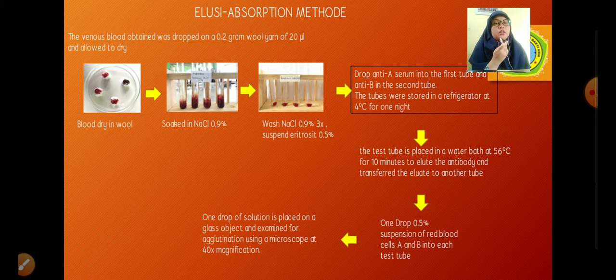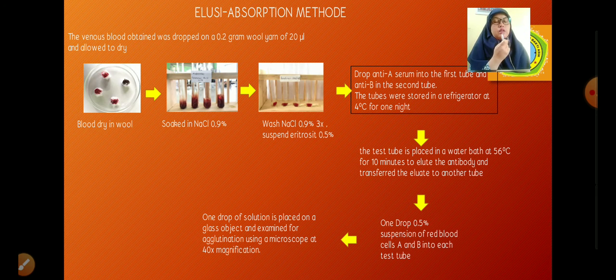Next, the procedure: the test uses anti-A serum in the first tube and anti-B in the second tube. The tubes are first stored in the refrigerator at 4 degrees Celsius for one night. After storage, the test tubes are placed in a water bath at 56 degrees Celsius for 10 minutes to elute the antibody, and the eluate is transferred to another tube.